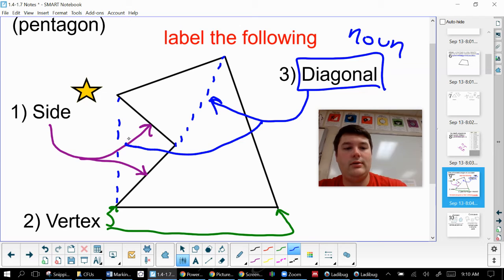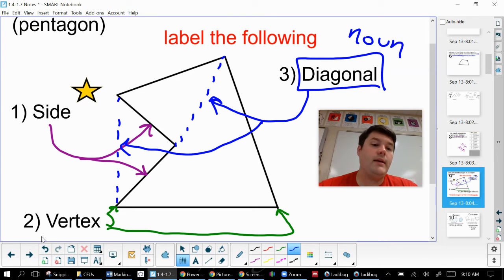That is a diagonal. A pentagon actually has quite a few diagonals. I believe it's 10. I think it's 10. You can try drawing them all out. Count them out and see how many there are in your pentagon. I think it's 10, but don't quote me on that.